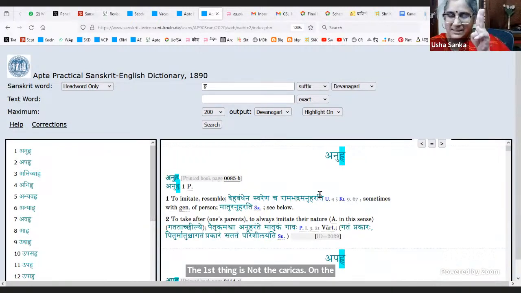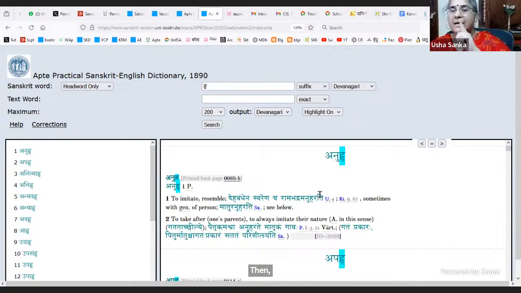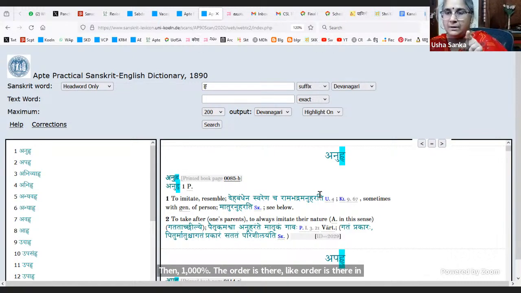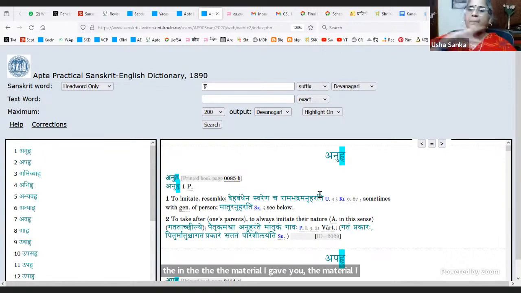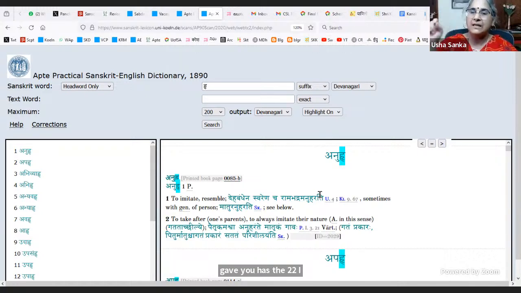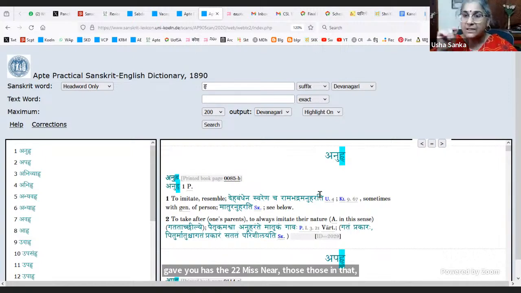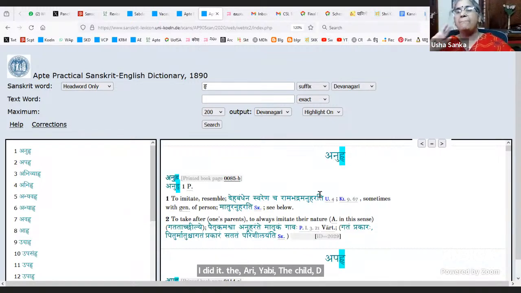The prapara, the prapara, pasaman, vavanirnisau, that one. Then learn all the upasargas. Pra, para, apasam. The order is there in the material I gave you. The material I gave you has the 22 upasargas. Nis, nir, dus, dur, in that order. Vi, am, ni. Adhi, pari, abhi, upasam. Charudeva Shastri's book has the same order. Pra, para, apasam.